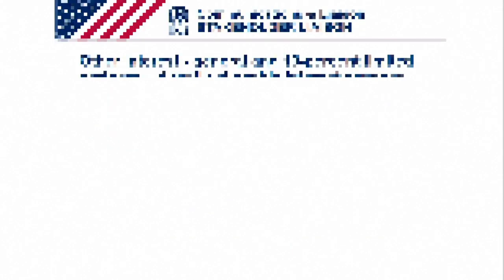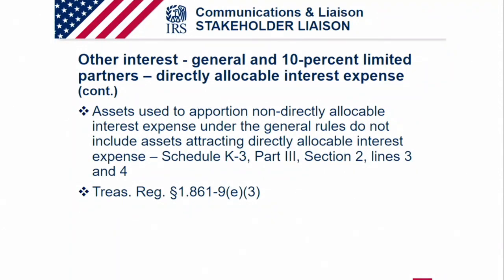Assets used to apportion non-directly allocable interest expense do not include assets attracting directly allocable interest expenses. This is subtracted on lines 3 and 4. Individual partners should report this directly allocable interest expense on Form 1116, line 4B.